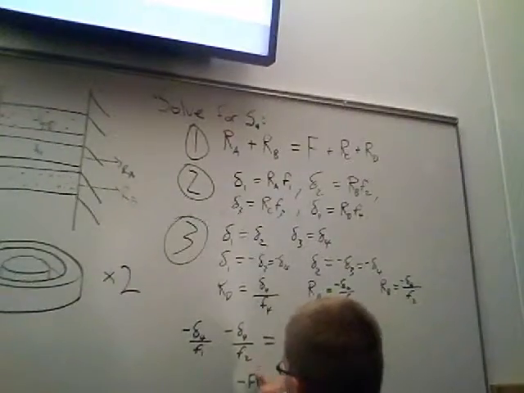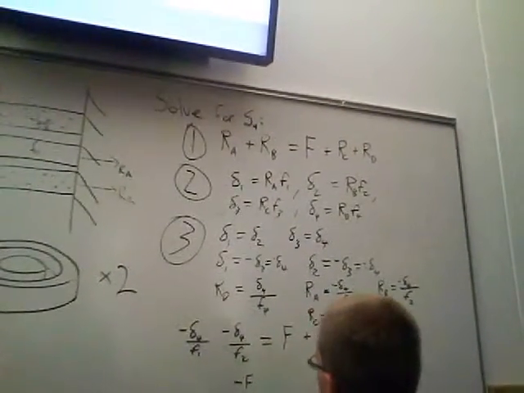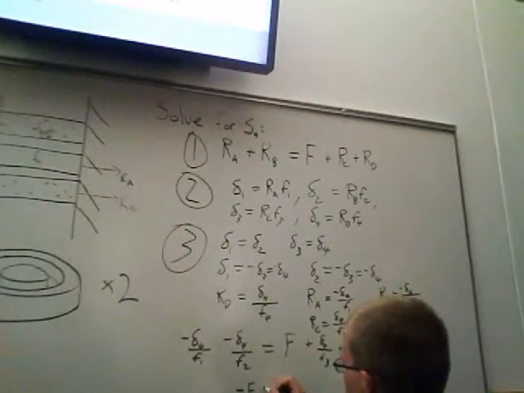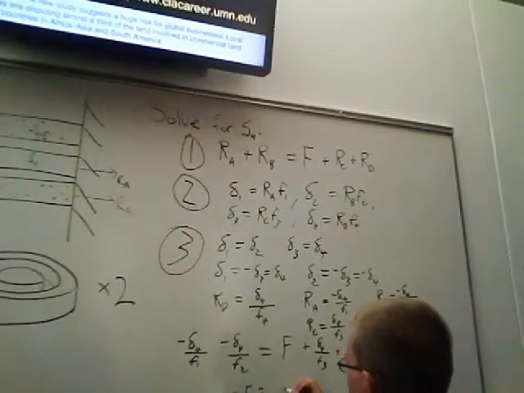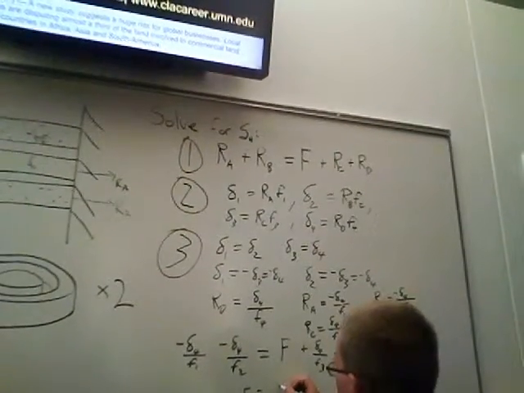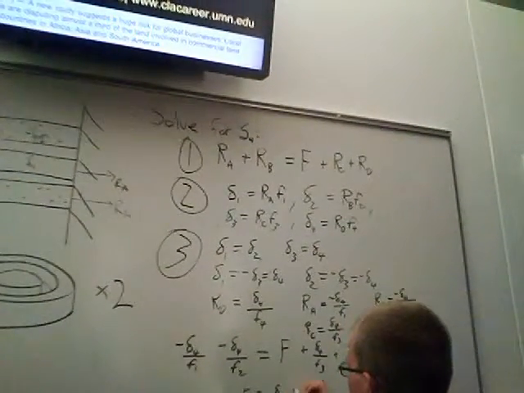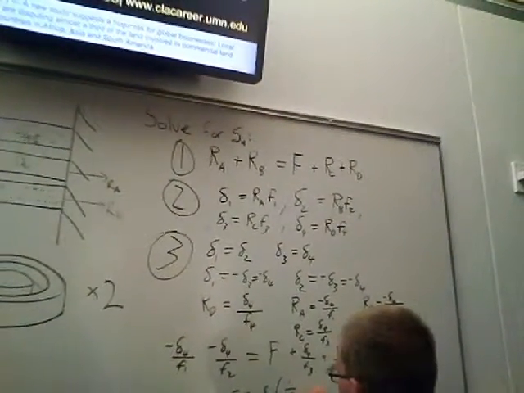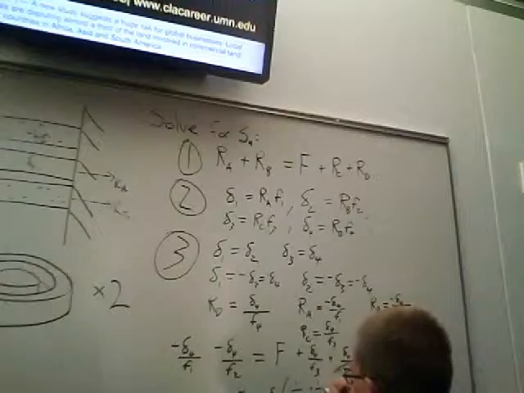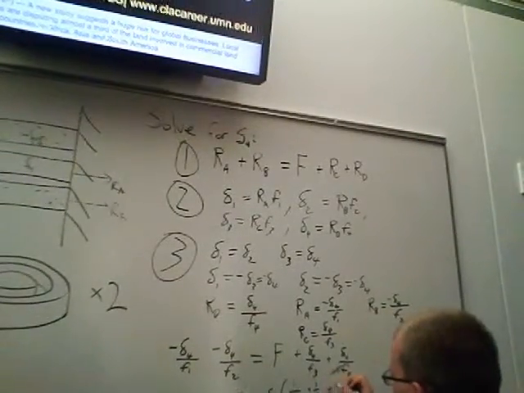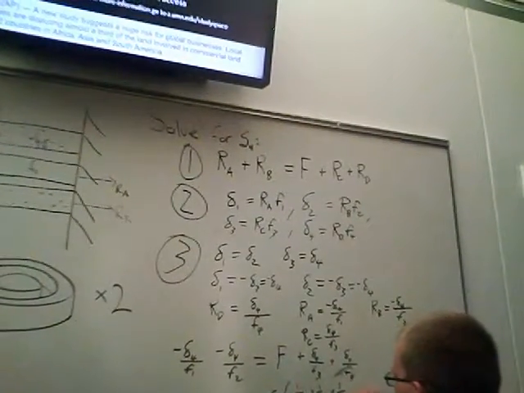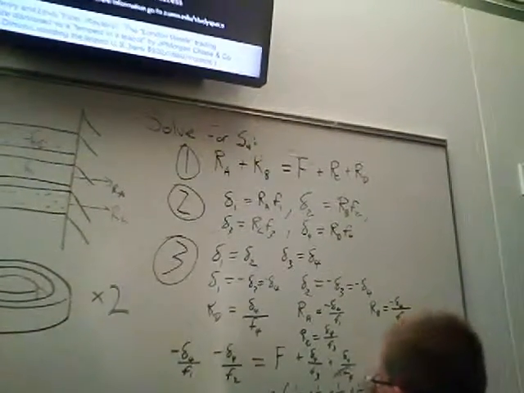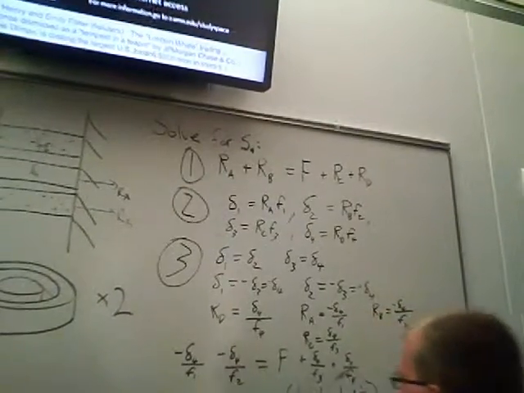Hold on. I have to do some funky math here. Just do it all in steps. So F equals delta 4 times the quantity 1 over F1 plus 1 over F2 plus 1 over F3 plus 1 over F4. Okay?